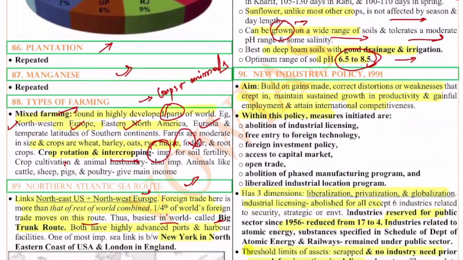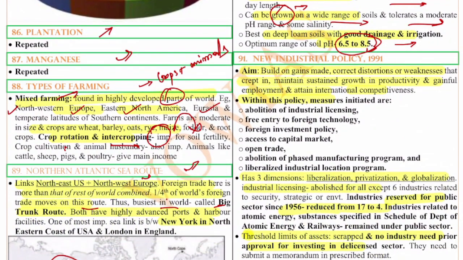Next, the 91st question is on the new industrial policy of 1991. As you all know, in 1991 we liberalized our economy. The LPG reforms started. The aim is to build on the gains made, correct distortions or weaknesses that crept in, maintain sustained growth in productivity and gainful employment, and attain international competitiveness.